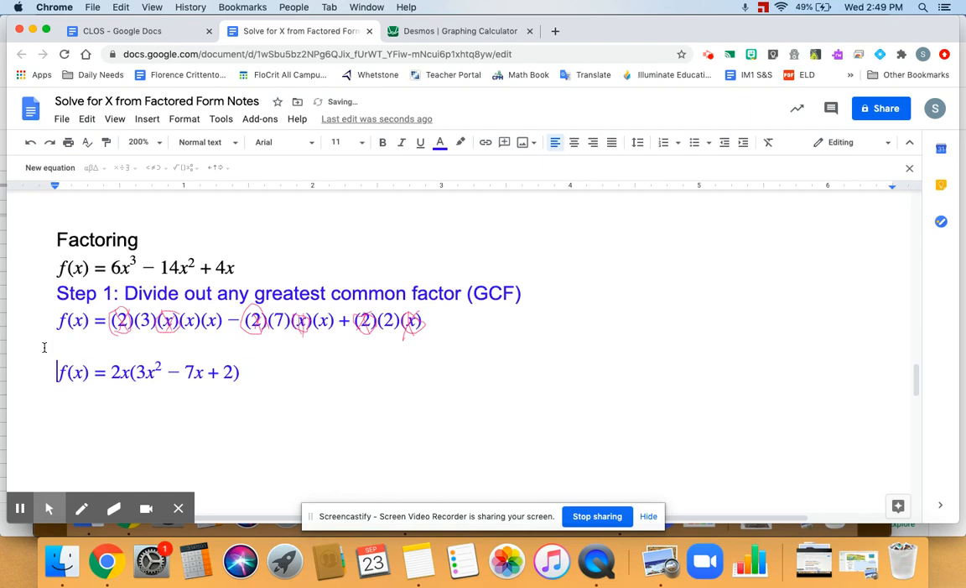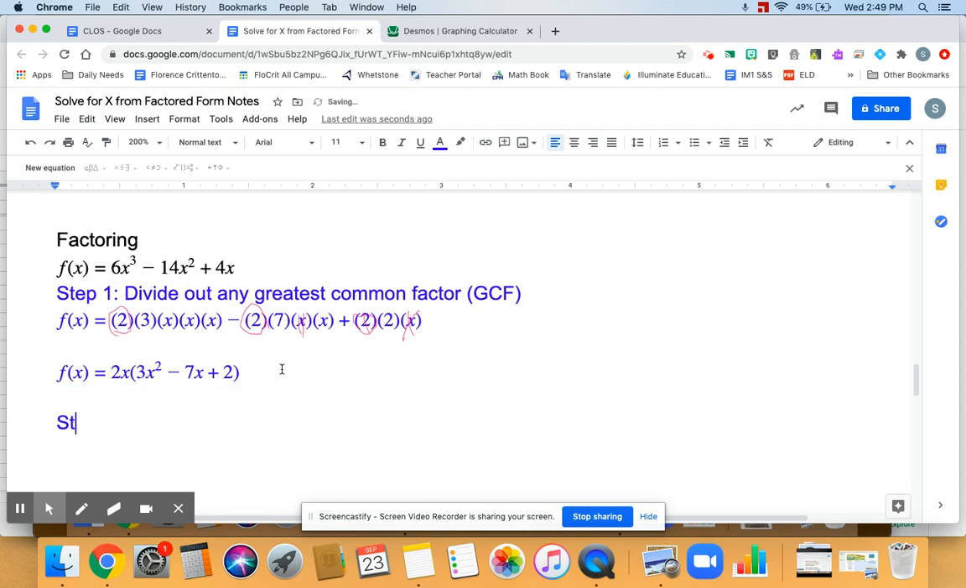I've divided out the greatest common factor and put it in front. And then the rest is in a parentheses, because if I distribute this back into each one of these, it would go back to this. It's the same thing. This is just when it's divided out. This is after it gets multiplied back in.